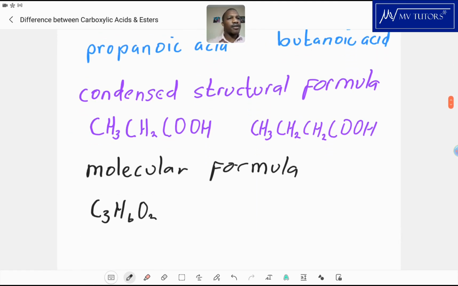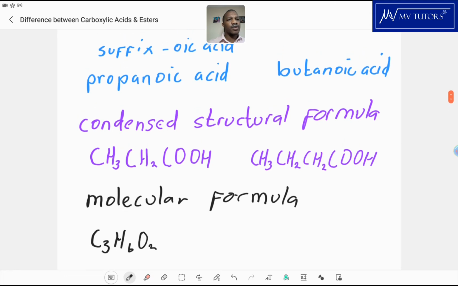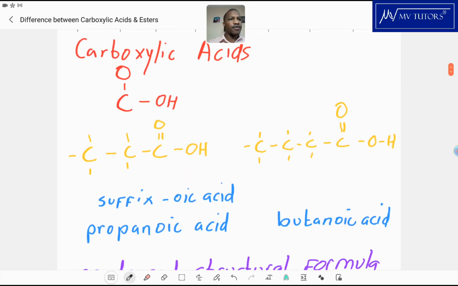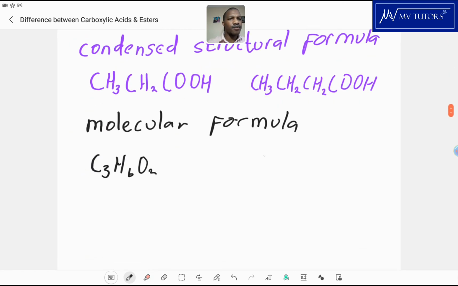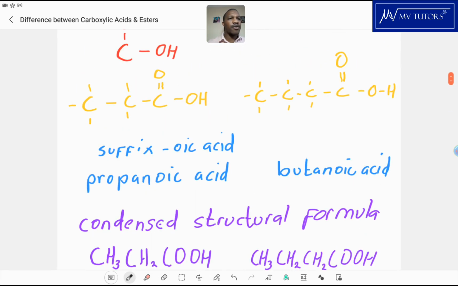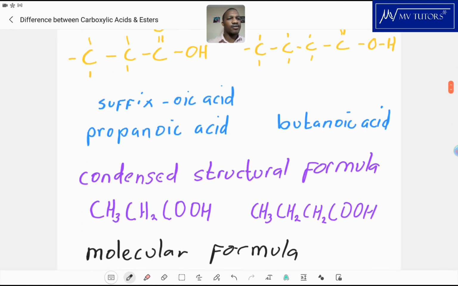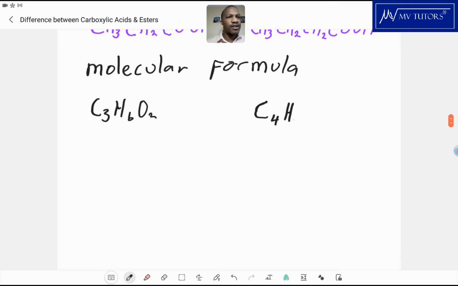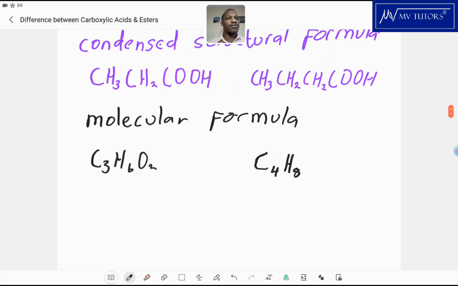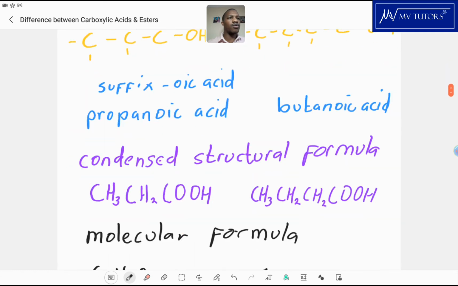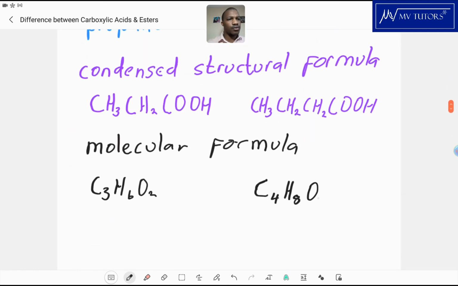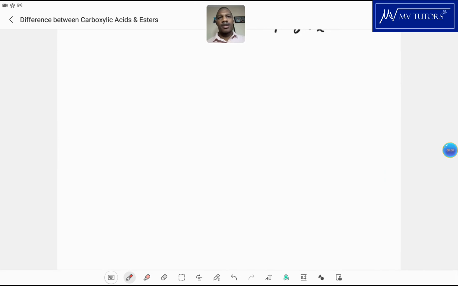Now this second one, you can also count from the structural formula. 1, 2, 3, 4. We've got 4 C's. Let's count the number of H's: 1, 2, 3, 4, 5, 6, 7, 8. We've got 8 H's. And how many O's? Let's count them: 1, 2 O's. That's it. Now let's go ahead and discuss esters.